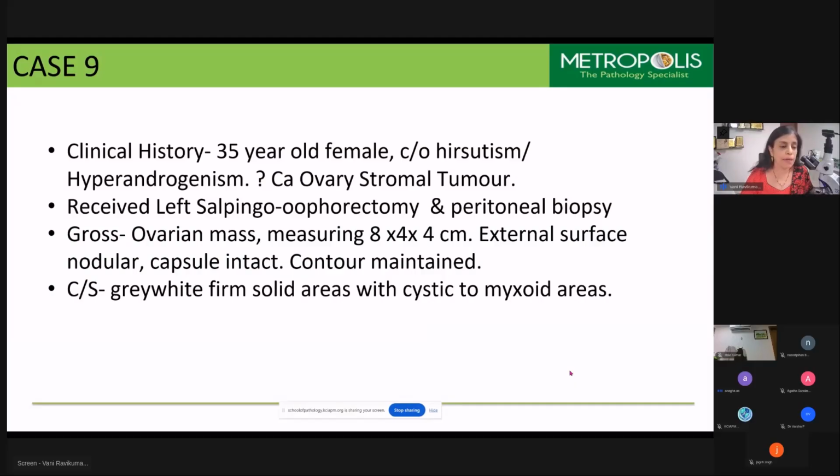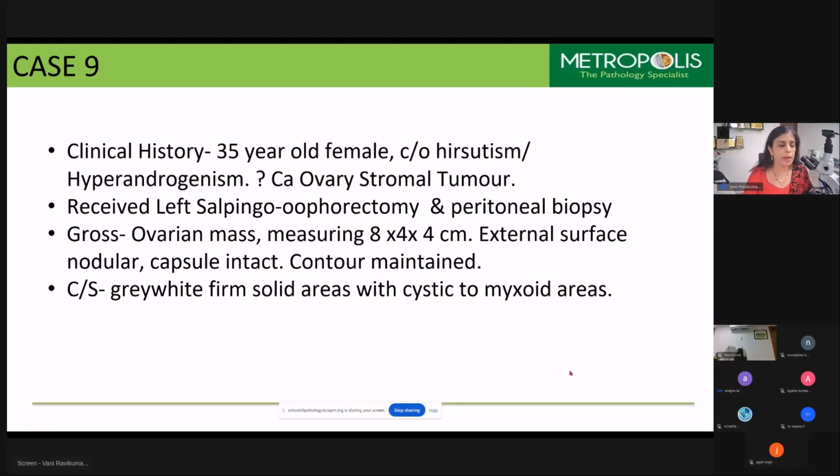In this case, when the clinician sent us the case, they told us it's a 35-year-old lady. She has hirsutism. She has hyperandrogenism. And we have done a scan, and there are bilateral ovarian masses. And our diagnosis is a carcinoma of the ovary or a stromal tumor of the ovary. So it was a completely biased clinical history, where we were very sure, yes, it is fitting into a stromal tumor of the ovary.